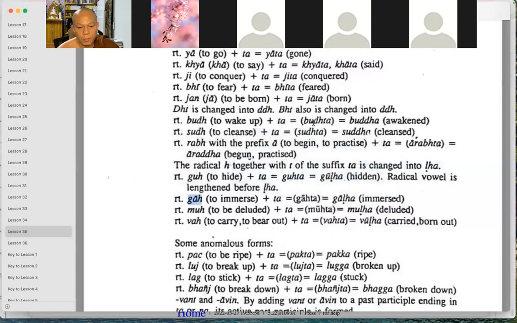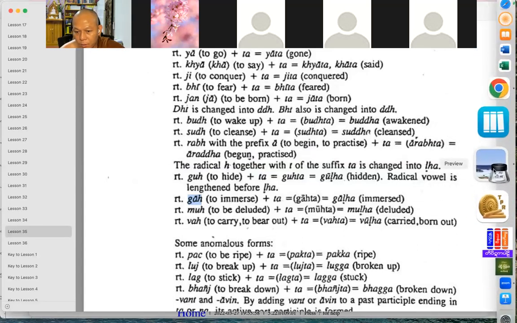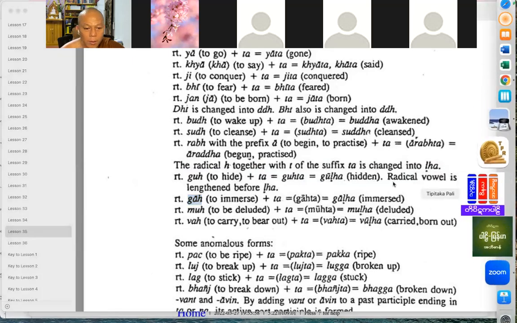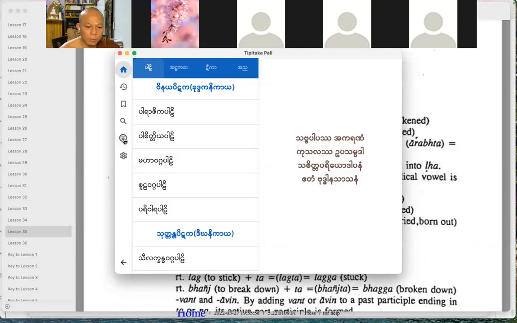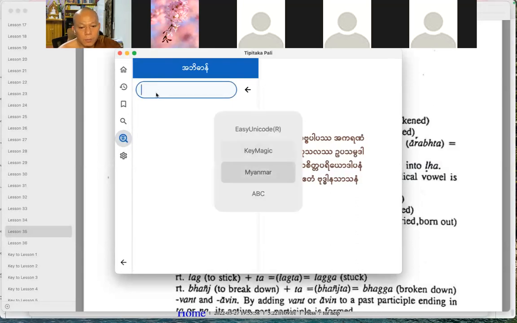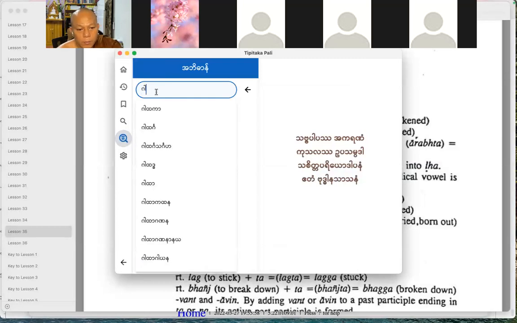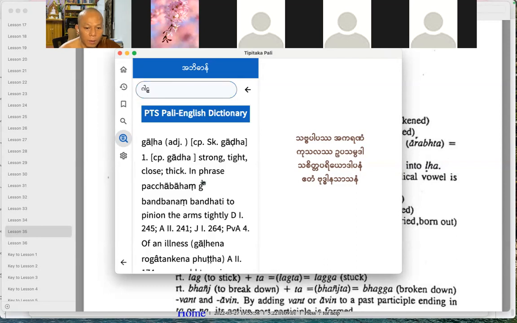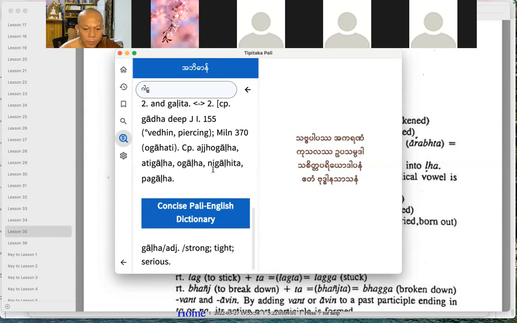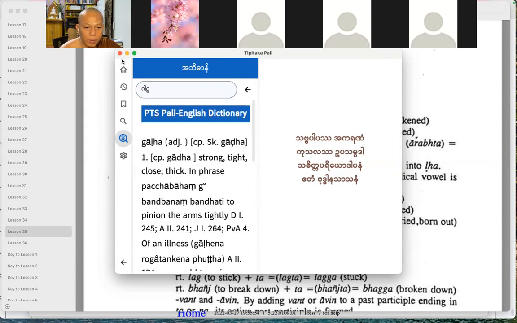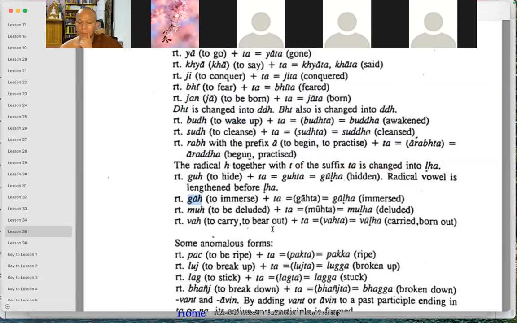Right here, to immerse. Okay. No, the meaning is not found here, not included in the dictionary. So what about gala, a strong, tight? Only that meaning, yeah. Okay, I will skip this one.